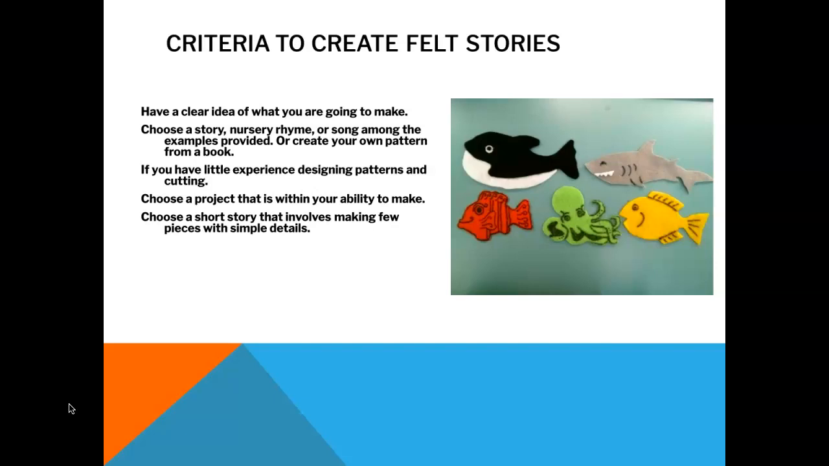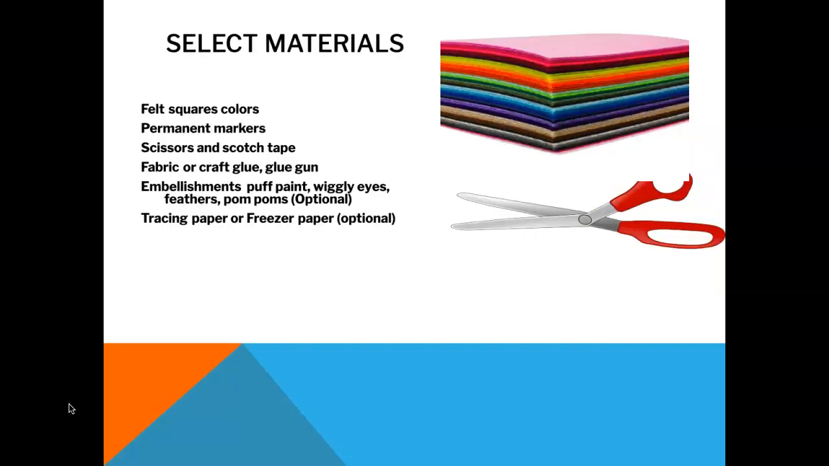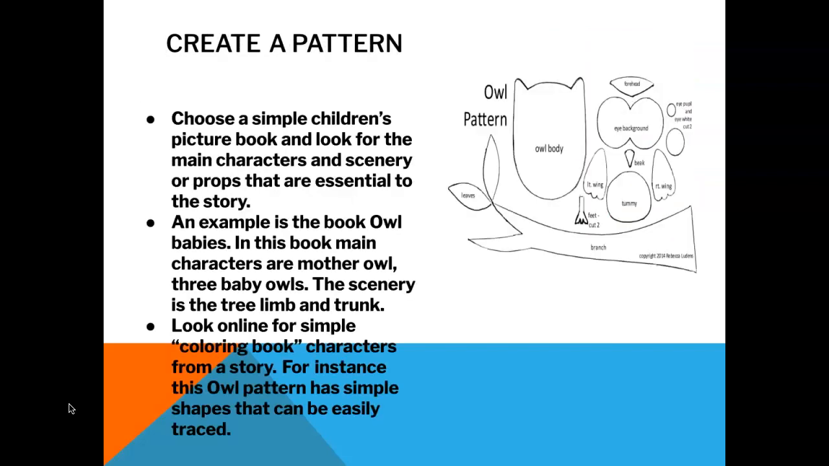If you have little experience in designing patterns and cutting, you can choose a project that's within your ability to make, and also choose a short story that involves making few pieces with simple details. Once you've selected your materials: felt squares, permanent marker, scissors, scotch tape, fabric craft glue or glue gun, you can also use embellishments such as puff paint, wiggly eyes, feathers, pom-poms. Those are all optional. And then you'll need some tracing paper, or also optional is freezer paper.